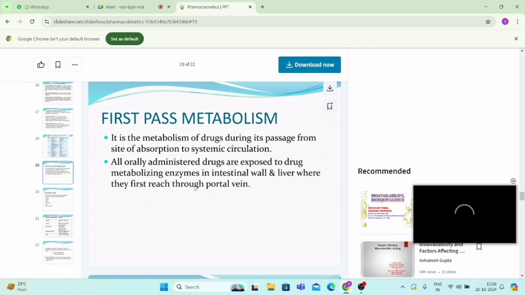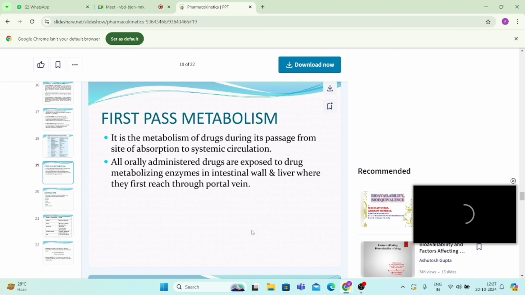Now let us learn what is first pass metabolism. First pass metabolism is defined as the metabolism of drugs during their passage from the site of absorption to the systemic circulation. You think the drug has entered your GIT, either the stomach or intestine, whatever you take, and from there it enters the systemic circulation. During that process it undergoes some metabolism. That we call first pass metabolism.